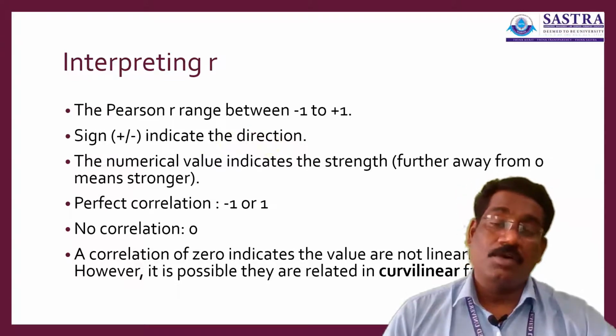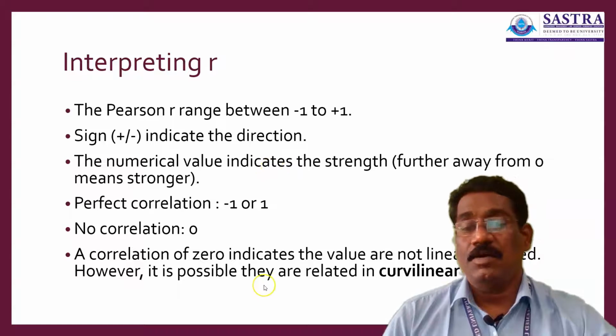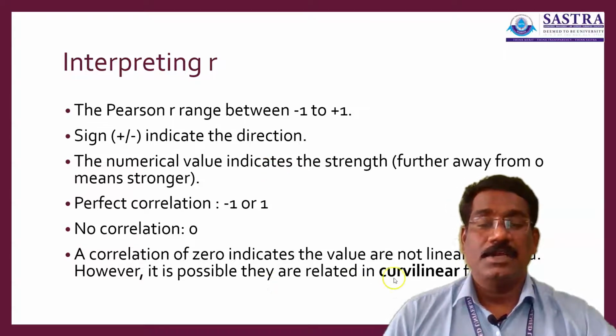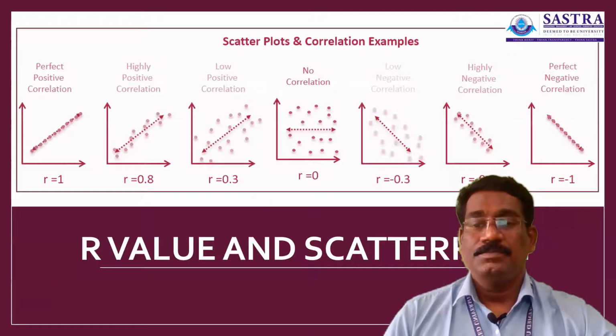So a correlation of 0 indicates that values are not linearly related. However, it is possible they are related in a curvilinear fashion. But in this context, we are very much concerned about linear relationship.